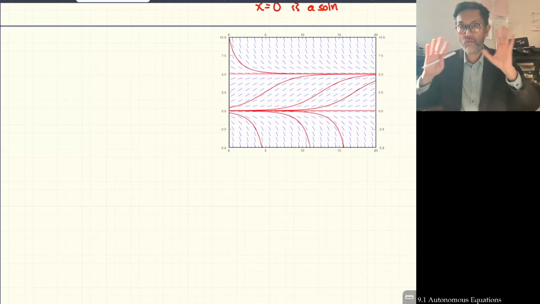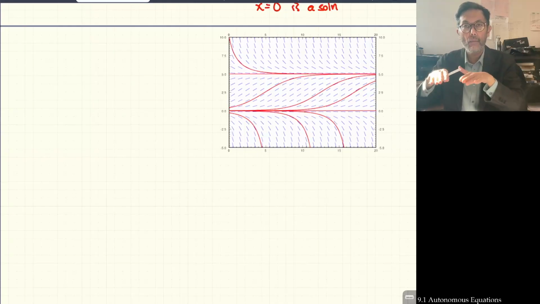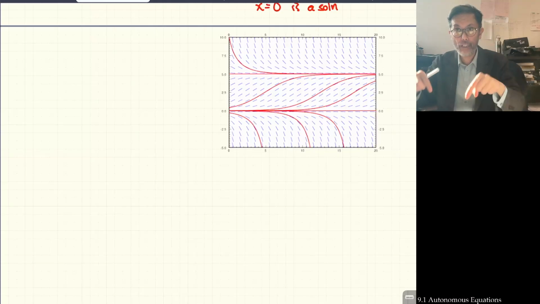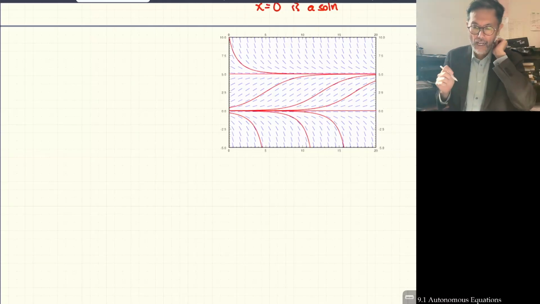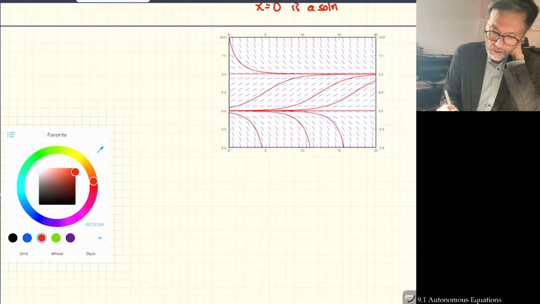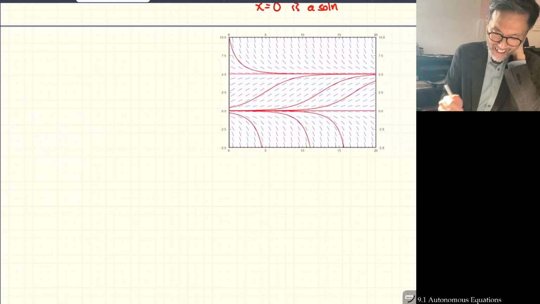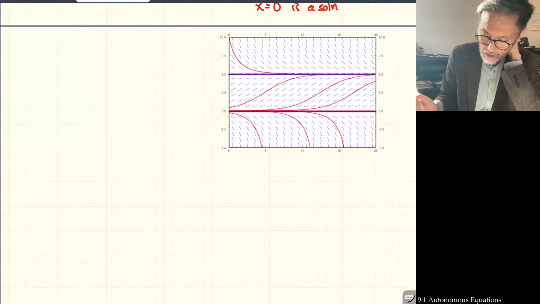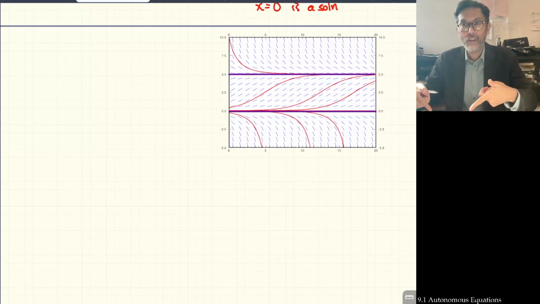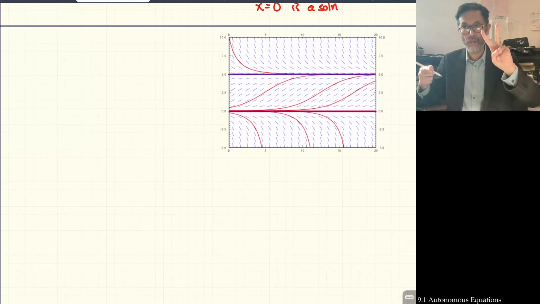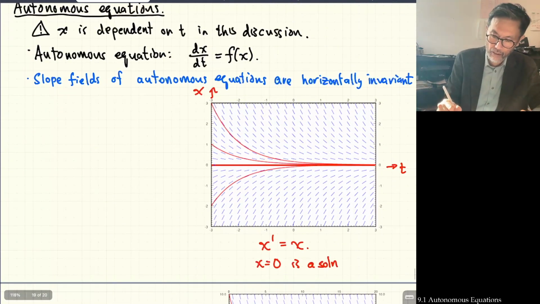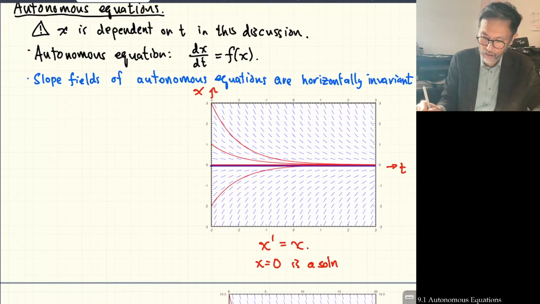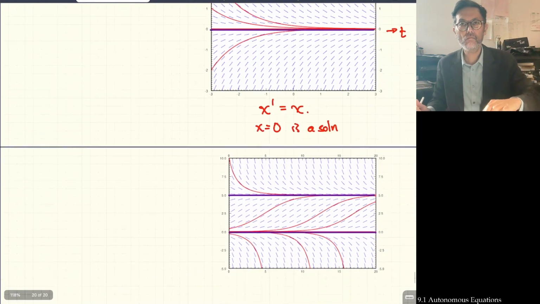Again, notice, just ignore the red lines. I know they're complicated looking, but look at the blue slope field. And notice that it's horizontally invariant. This is an autonomous equation, okay? And here we see these two lines here. Maybe I'll draw them in purple. Here's one of them. It's completely horizontal, and this one here. These are solutions to the differential equation, okay? There's two of them in this case, whereas in this picture there was one horizontal constant solution, okay?